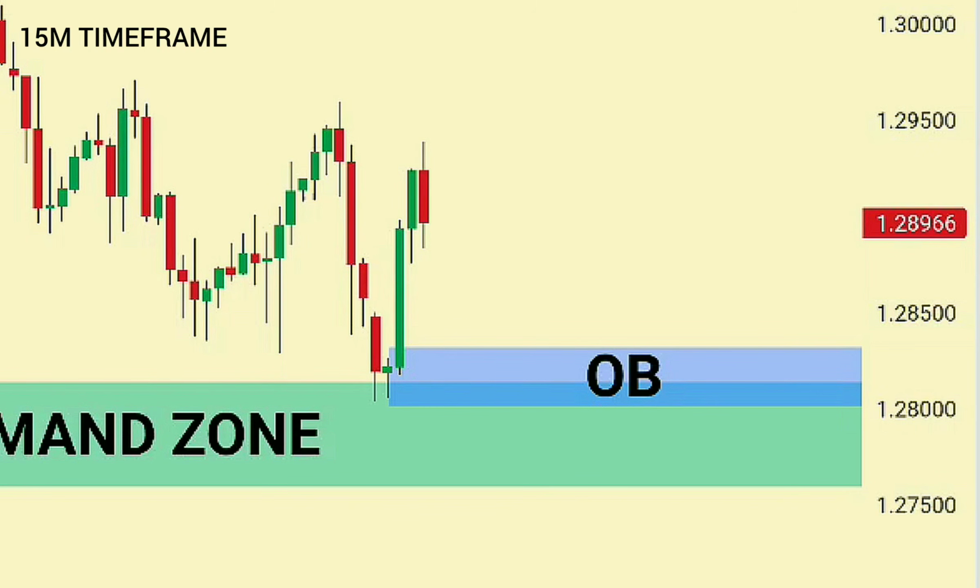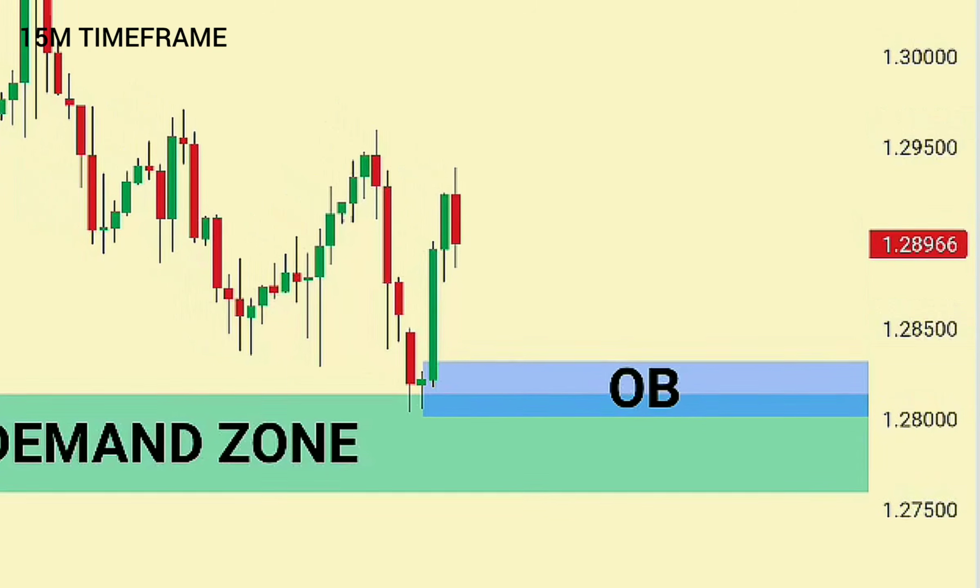Now, what does this order block tell us? It tells us that buyers previously defended this price area and created enough momentum to launch a powerful move. Because of that, if price returns to this area, traders pay close attention to see whether buyers are willing to defend it again.